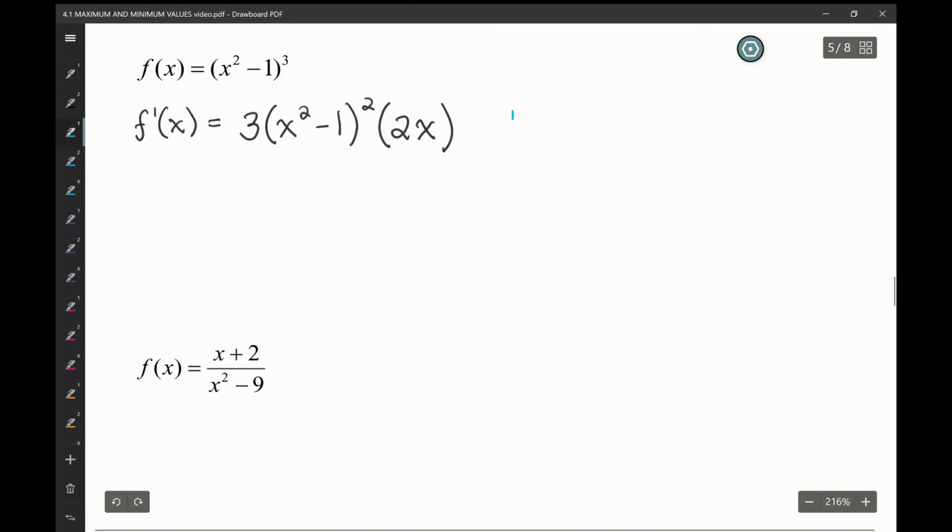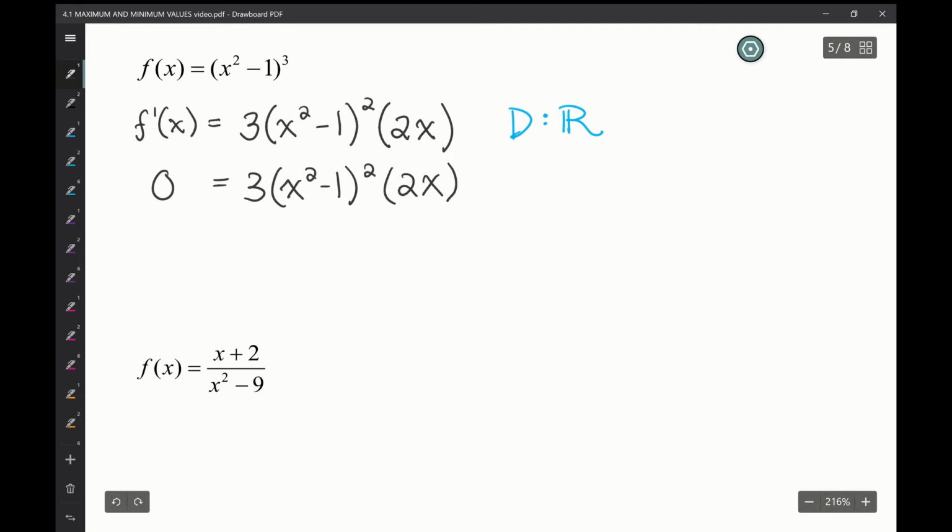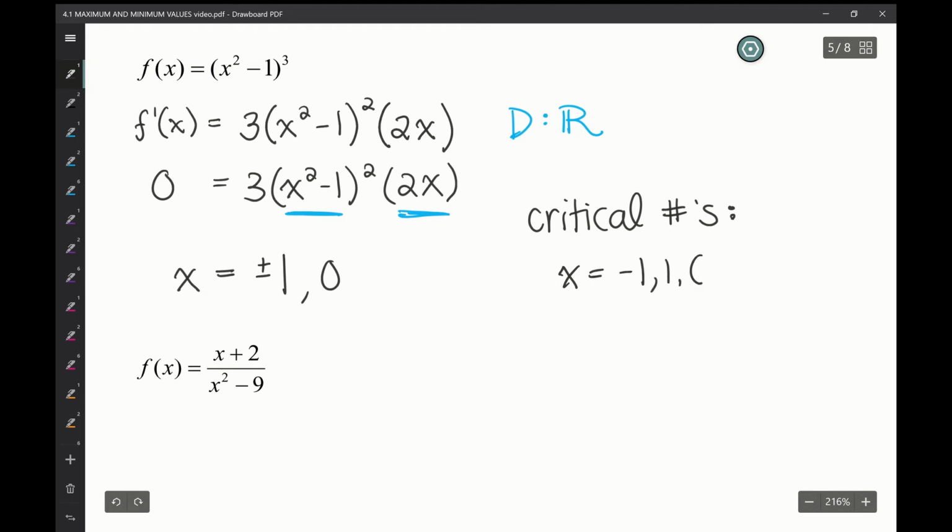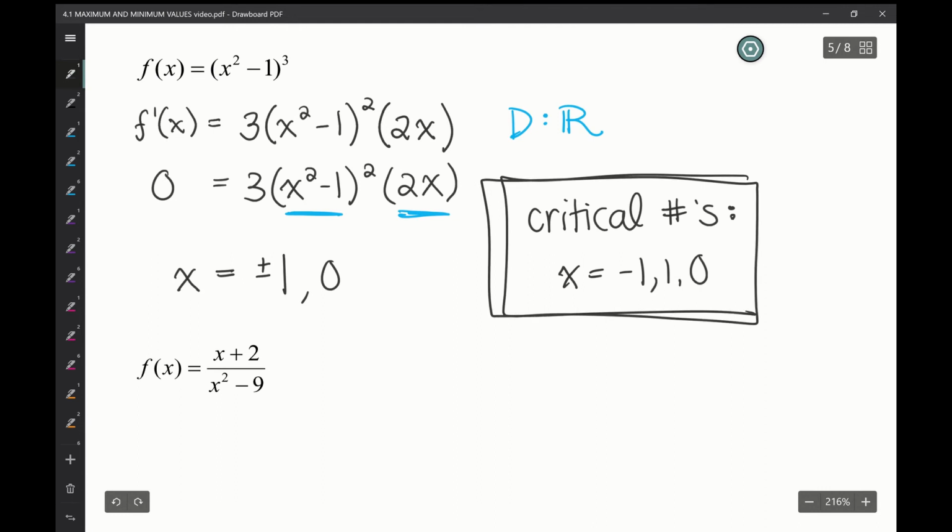Our domain is all real numbers, so our derivative is not undefined for any x values. But now we want to look at where our derivative is equal to 0. What's nice is that this is all already factored. So we need to look for where x squared minus 1 is equal to 0 and where x is equal to 0. For that x squared minus 1, we get x equals positive or negative 1. For that 2x piece, 2x equals 0 when x is equal to 0. So our critical numbers are x equals negative 1, 1, and 0, which I suppose I could have put in order and I didn't.